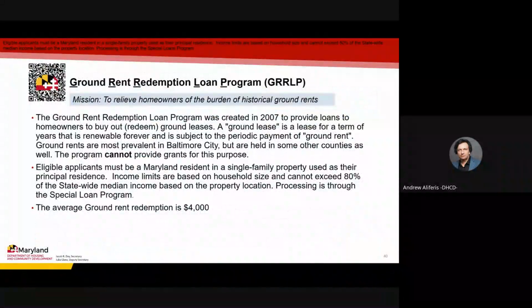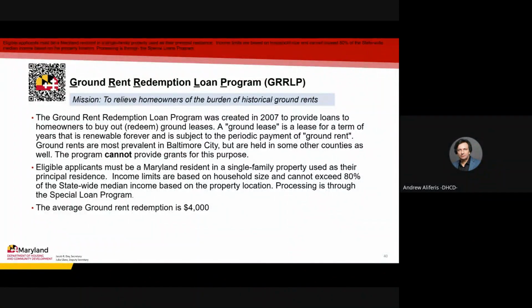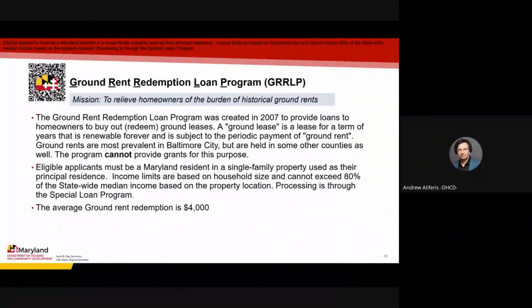Ground rent redemption program. This is very specific to Baltimore City. Ground rents are fees that apply to the ground that a house is built on, and they go all the way back to the late 19th century, like 1880. And in 1990, they passed a law that allowed people to pay off their ground rent, and this is a loan program that gives them the money to pay off the ground rent. That way they actually own the ground and they're not renting it anymore. Next slide.